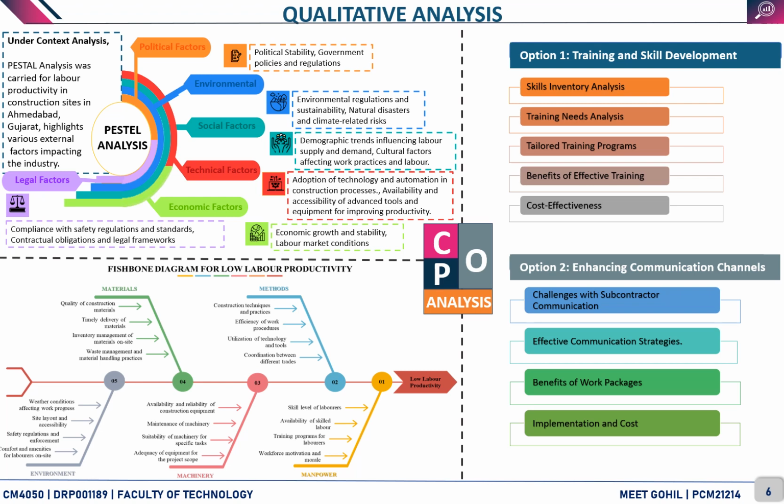Second is methods: old construction techniques and practices, inefficiency of work procedures, utilization of technology and tools is not proper, coordination between different trades is not proper. Third is machinery. Availability of the construction equipment on site is missing. There is high maintenance of the machinery available on construction site.